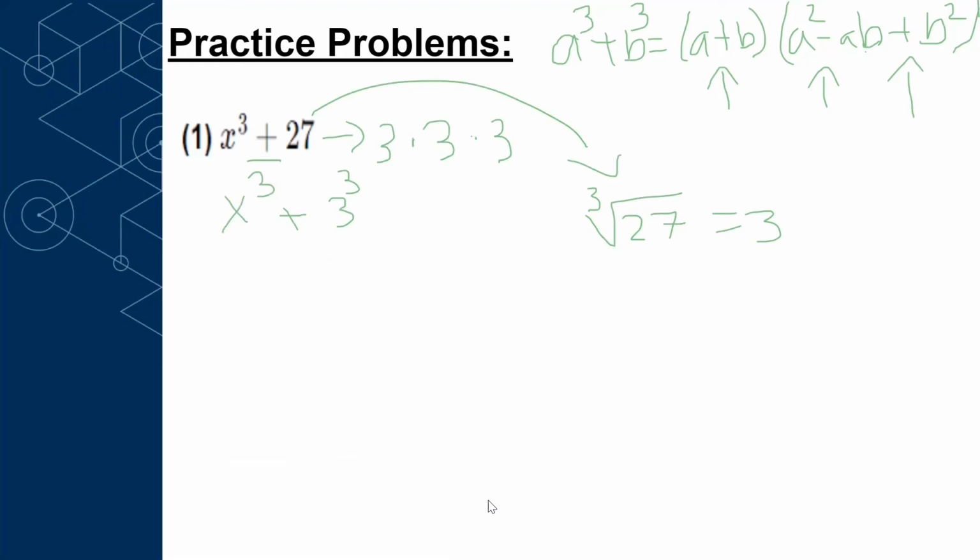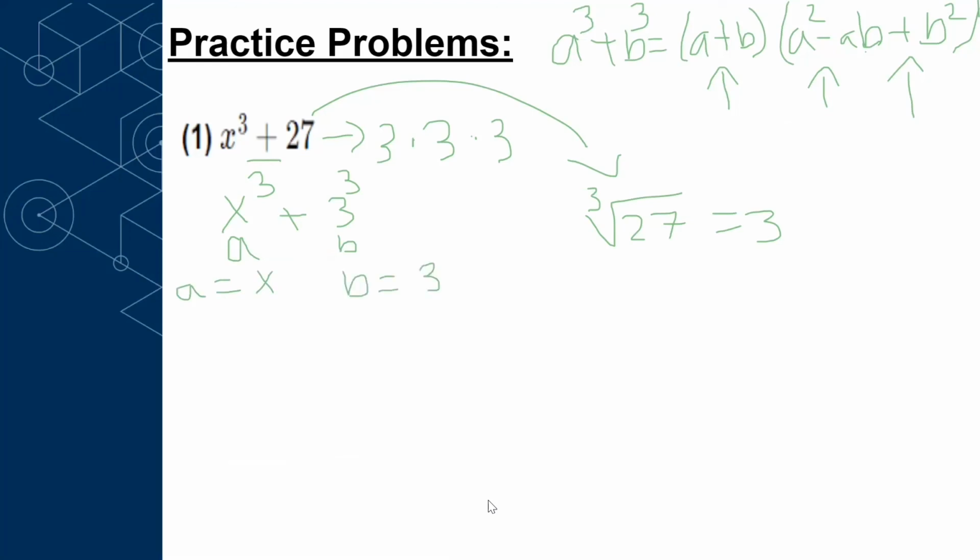So now that I wrote that, I have assured myself that it is a sum of perfect cubes, and I just have to plug and chug into the formula. This x is my a, and then the b is 3. X to the third power is now my a, and 3 to the third power is now my b. I'm going to write that in here. A is my x, and b is the 3.